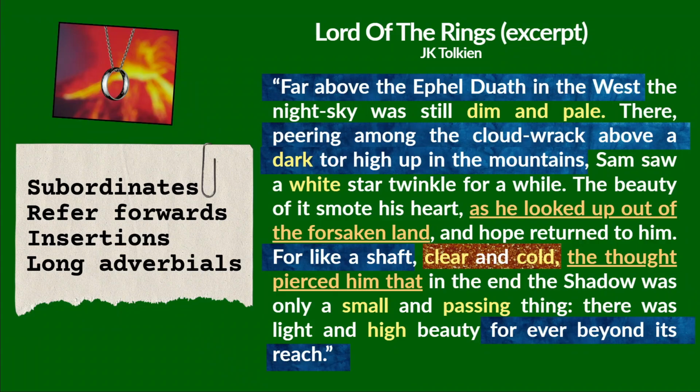And a very common feature of novels and narratives is to introduce subordinate clauses. Subordinate clauses such as this one. The beauty of it smote his heart as he looked up out of the forsaken land, and hope returned to him. Again, it's not necessary. It's simply adding more background information. And that is how narratives and novels create advanced English grammar.